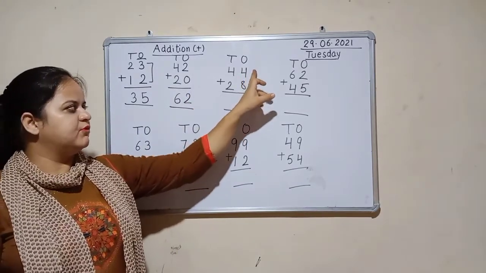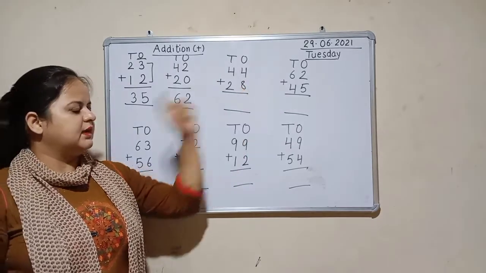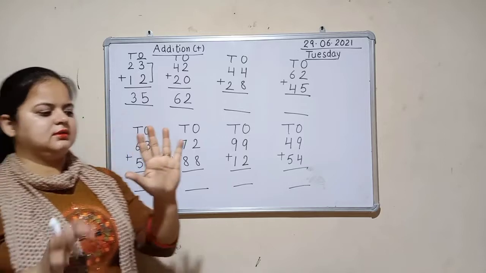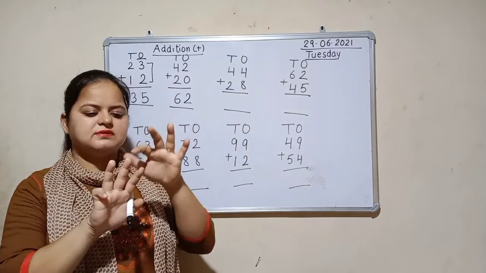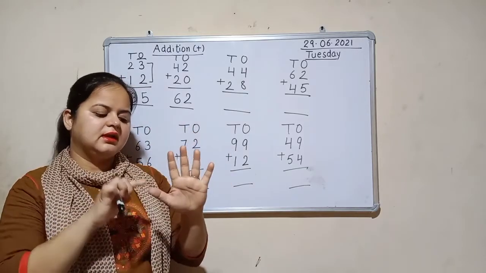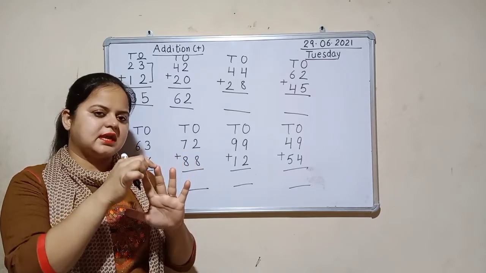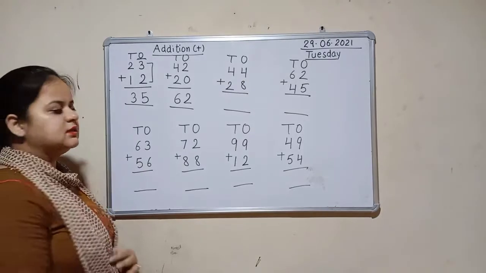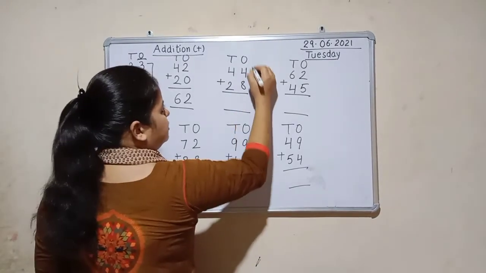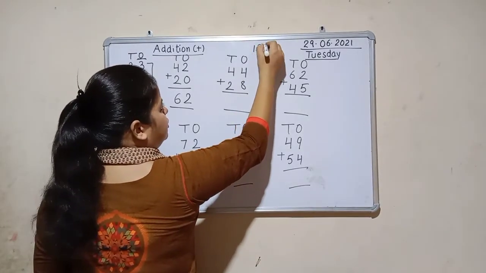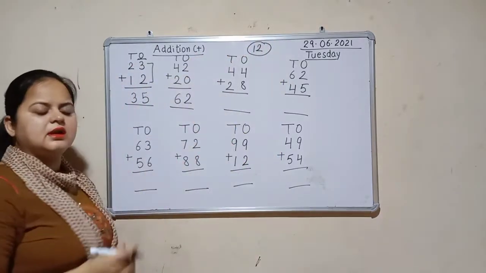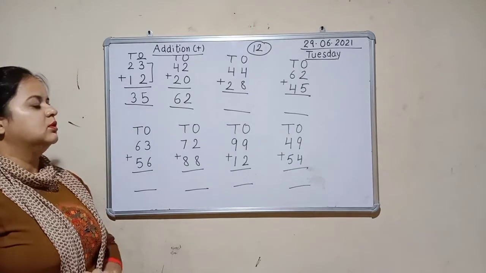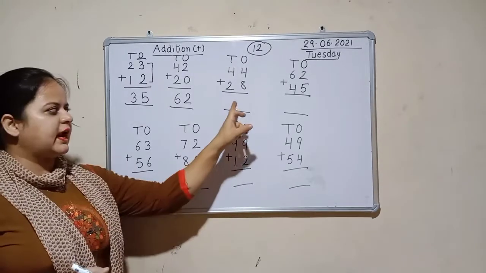44 plus 28. Again we will keep 4 in mind and 8 on fingers. 4, 5, 6, 7, 8, 9, 10, 11, 12. 4 and 8, 12. So here we have 2 digits in number 12. 12 में कितने digits है? 2.